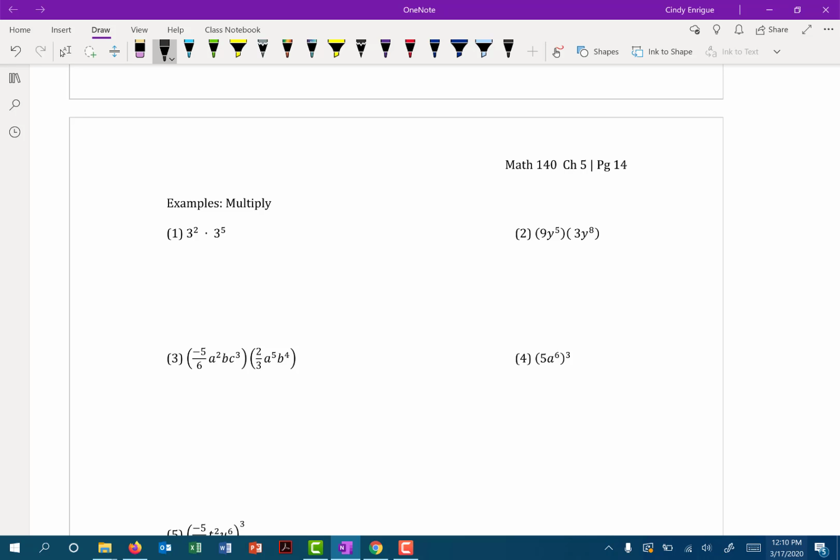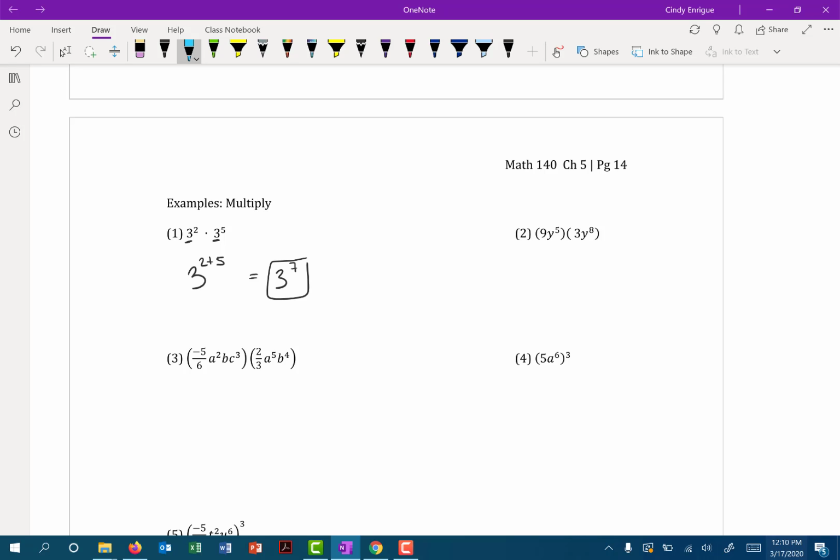So we have 3 squared times 3 to the fifth. Notice how these are the same base. These are both 3's. So I have 3 to the 2 plus 5. We are adding those together. So that's going to give me a 3 to the 7th power. We're just getting used to the rules.